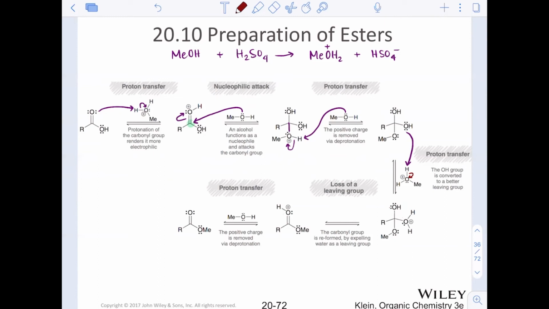Okay, so we'll protonate that oxygen, which now becomes a leaving group. Roll the electrons back down, kick out water as the leaving group, and then in our final step, we will deprotonate the oxygen of the carbonyl. Now, again, same base nucleophilic attack and loss of leaving group that we've been doing, just a lot of extra proton transfers peppered in. So be very aware of these.